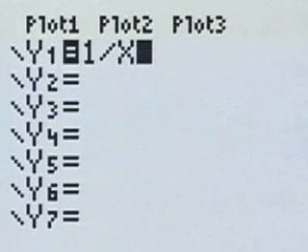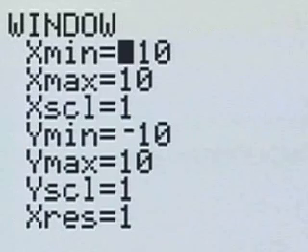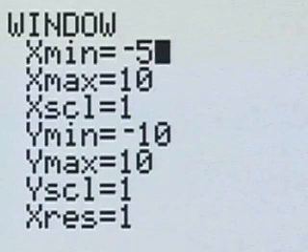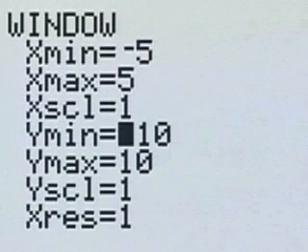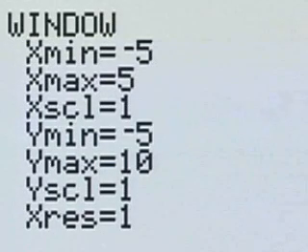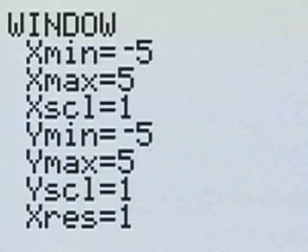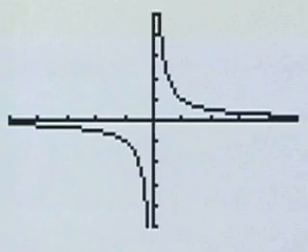In this case, I'm going to change the window. I'm going to use a window that goes from -5 to 5 on the x-axis using an x scale of 1, and -5 to 5 on the y-axis also using a scale of 1. And let's press the graph key. And it seems that the graph is symmetric with respect to the origin.